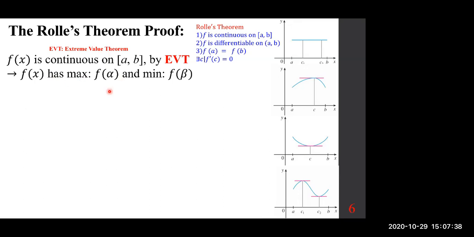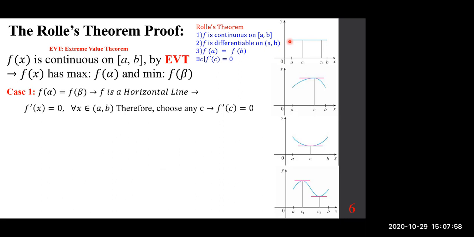So case one, let's assume f of alpha equals f of beta. What does it mean? That means the max is equal to the min. How can that be? It can only happen if you have a horizontal line. If you happen to have a horizontal line, pretty much you're done. Every point along the horizontal line has f prime equal to 0. So that's the end of the proof for case one.